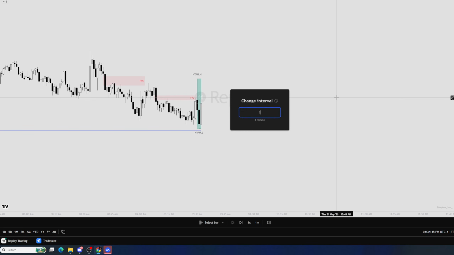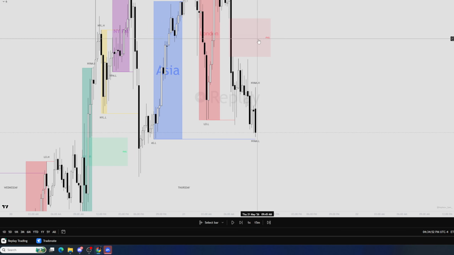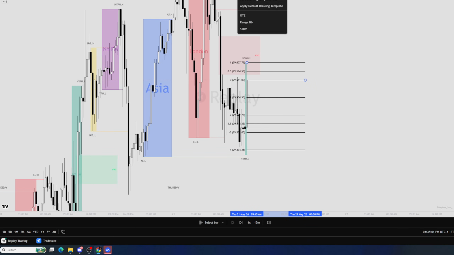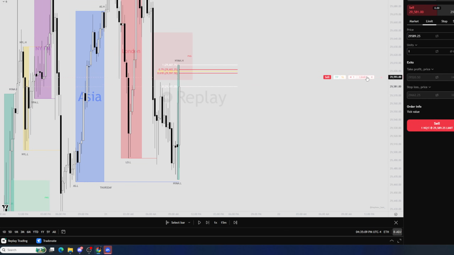New York market opens. 15-minute time frame. I would love to see price reject off this rally gap if we do get it. If we do get it, I would like to put my... This is kind of a risky rejection block just because the stop loss is very small and you could get wicked out.